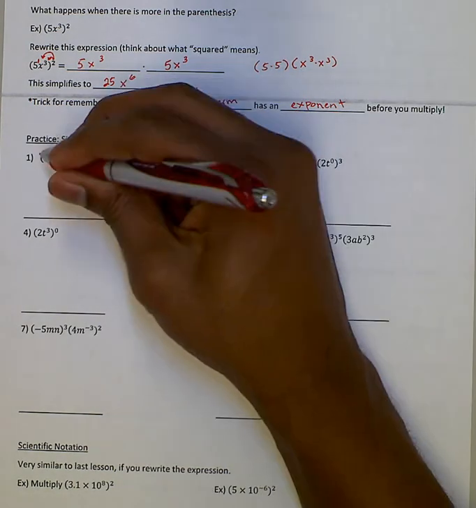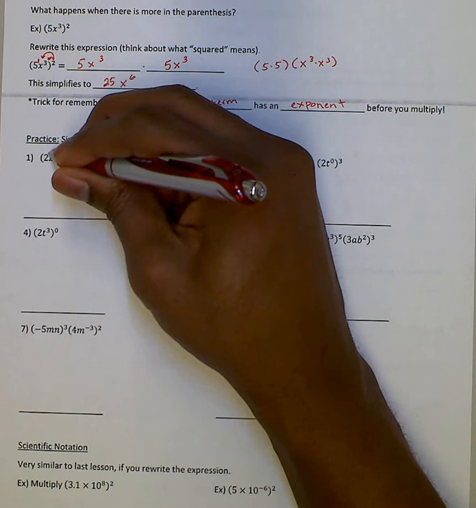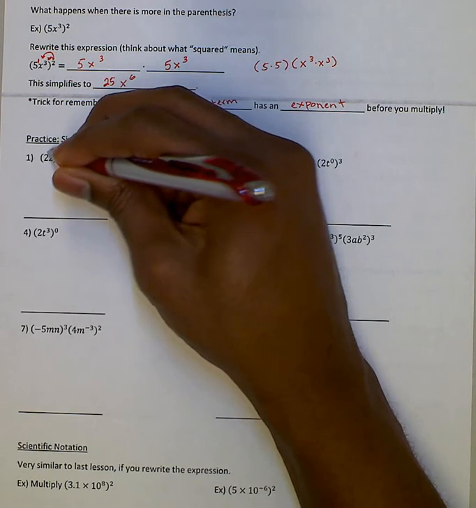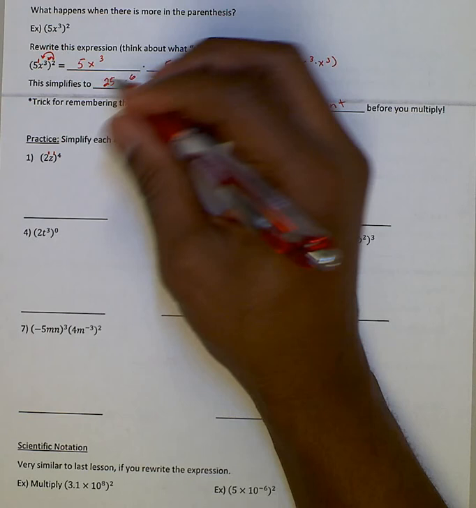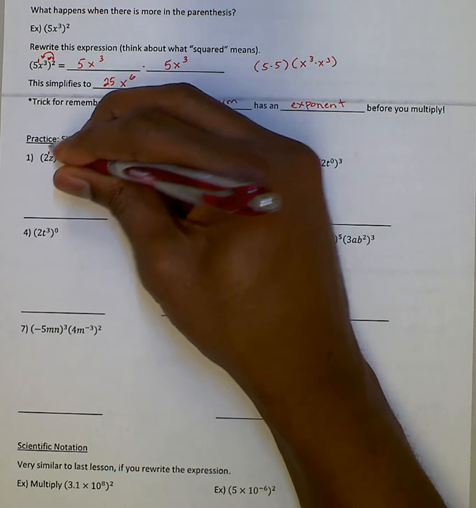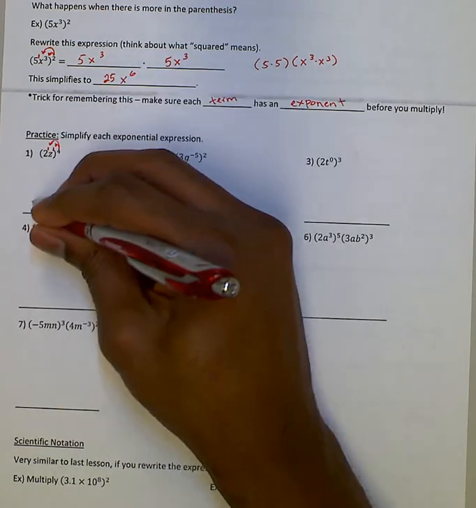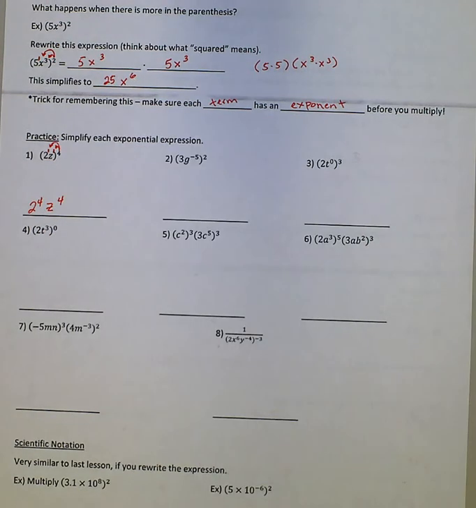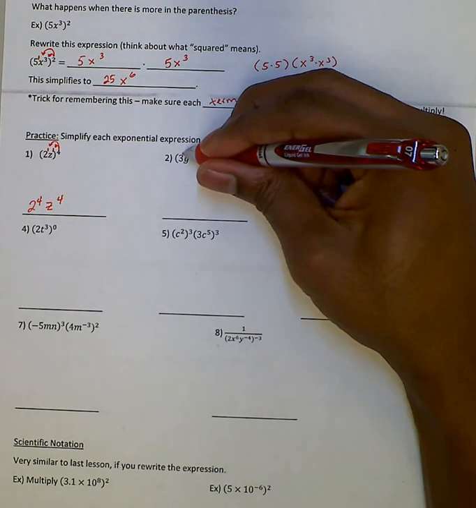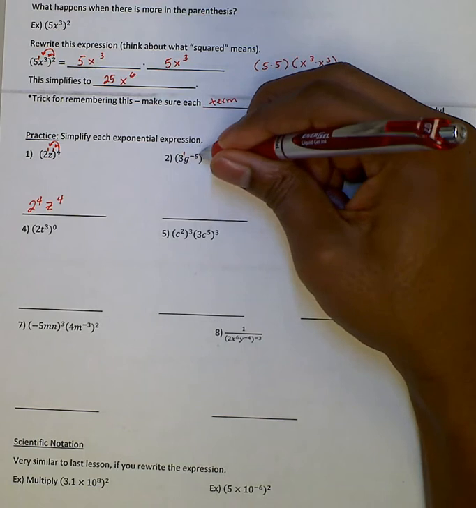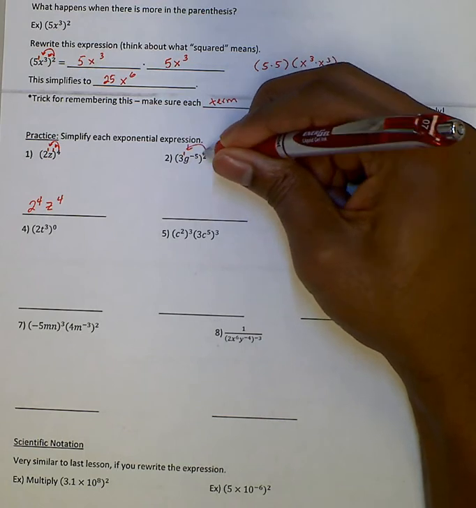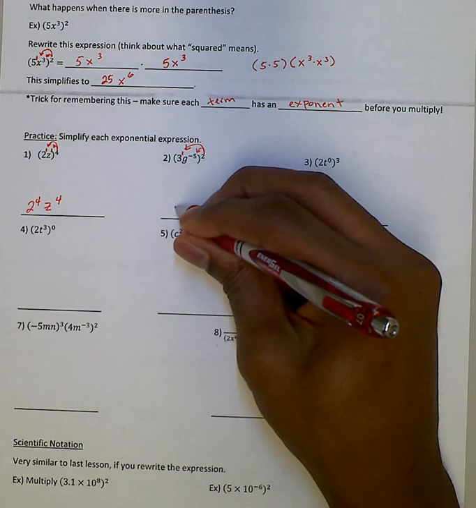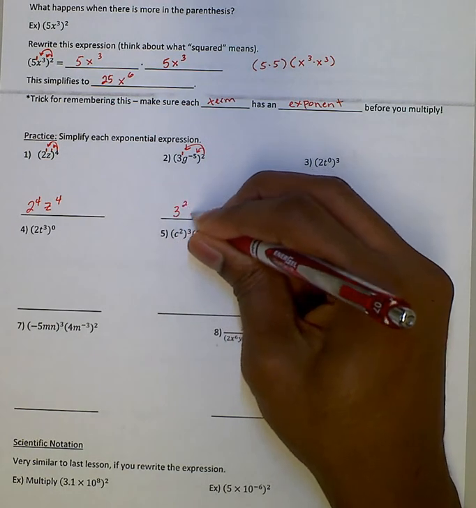Okay, let's see how that works out for us. Here we have 2z to the 4th power. I want to make sure that each thing has an exponent, and then I'm going to distribute. So I have 2 to the 4th, z to the 4th. And make sure each of these has an exponent. g to the negative 5th, already an exponent. So I have 3 squared, g to the negative 10th.